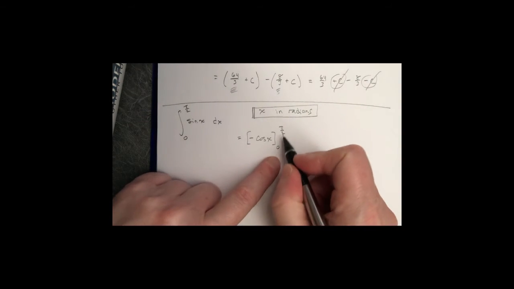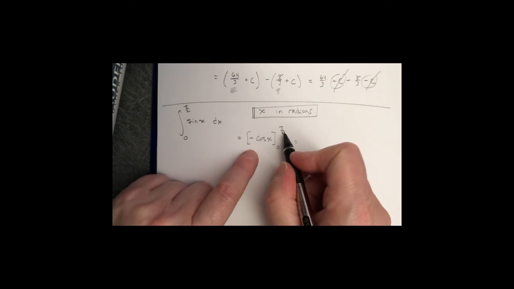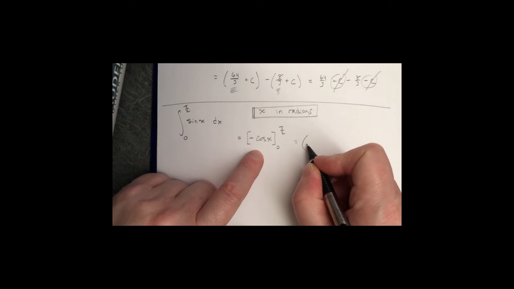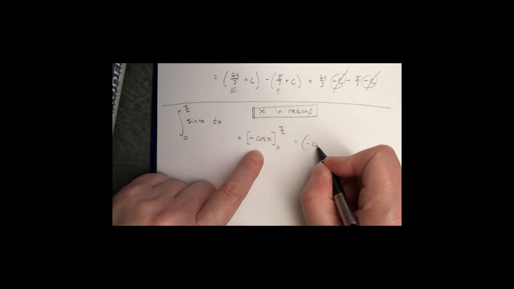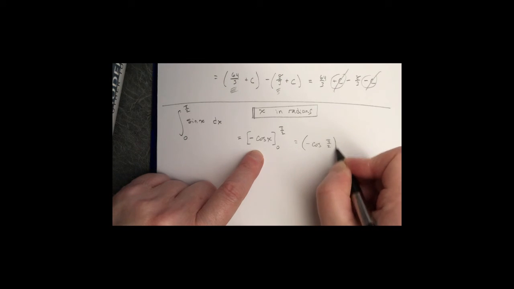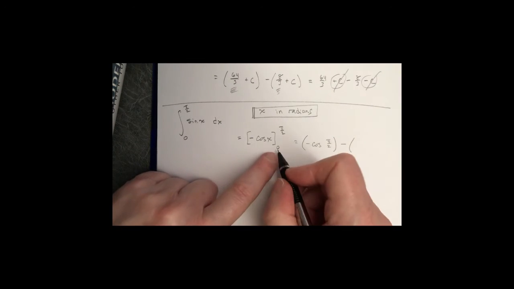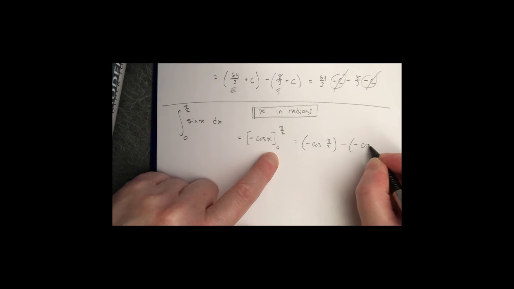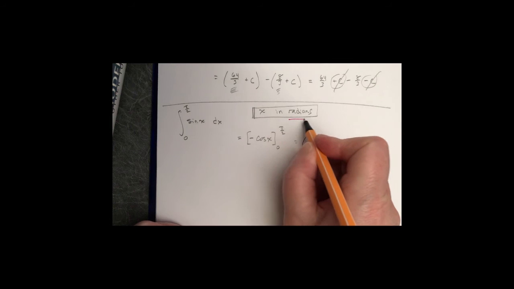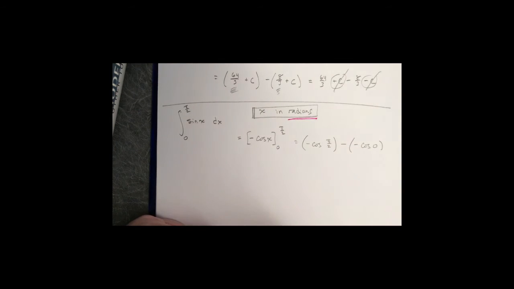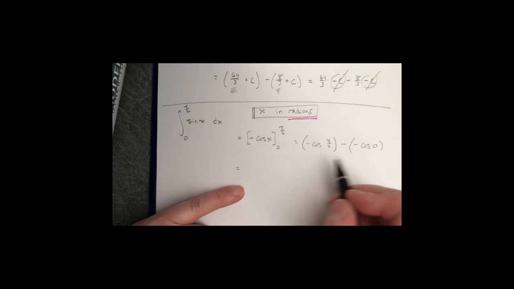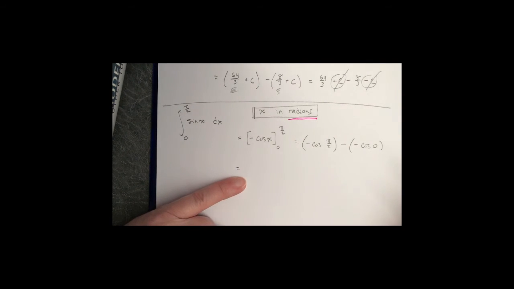Okay, so to evaluate between limits means first plop in a pi over 2. So I have negative the cosine of pi over 2. Then I subtract, and then I plop in a 0. So negative the cosine of 0. Again, we're in radians. Remember, if you use your calculator, you have to put it in radians. I do this so much that I know these values. Pi over 2 and 0 are tidy trigonometric values.